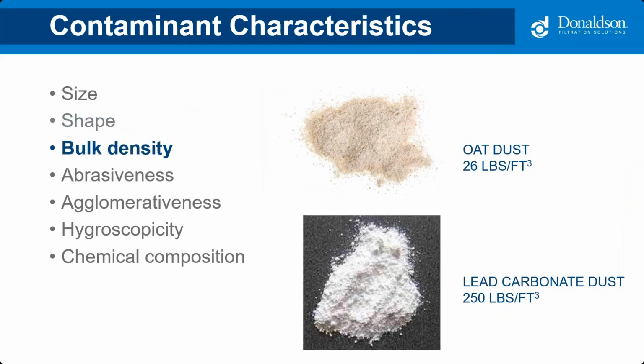Bulk density is the amount of weight that is measured in a defined volume. It is expressed in mass per unit volume, typically pounds per cubic foot. An example of lighter dust is oats at 26 pounds per cubic foot. And on the heavier side is lead carbonate, which is about 250 pounds per cubic foot.